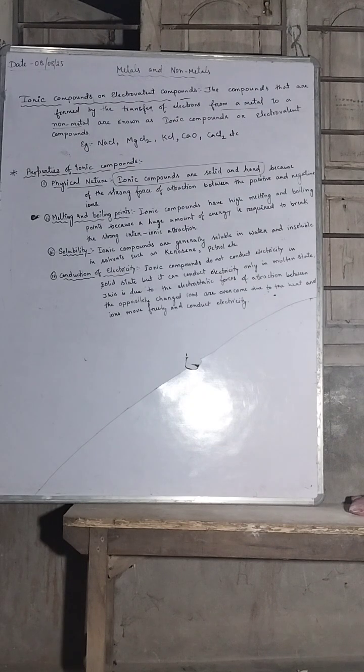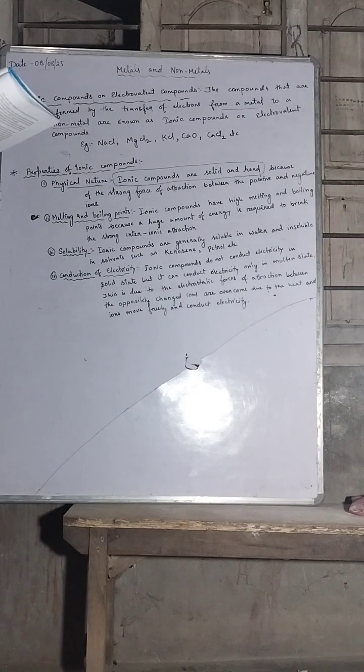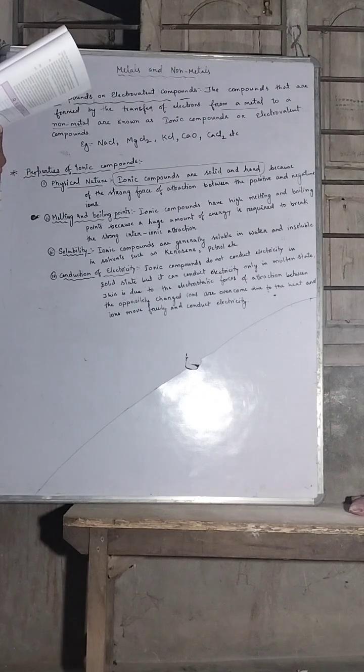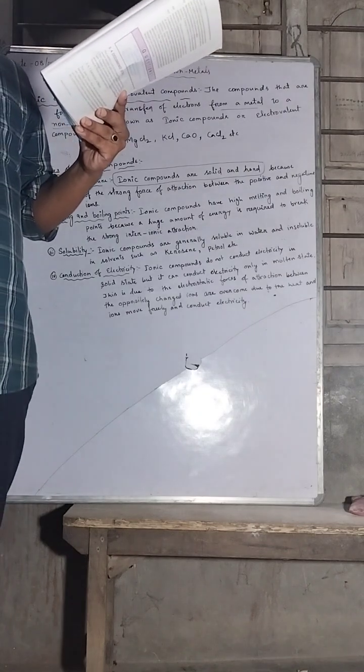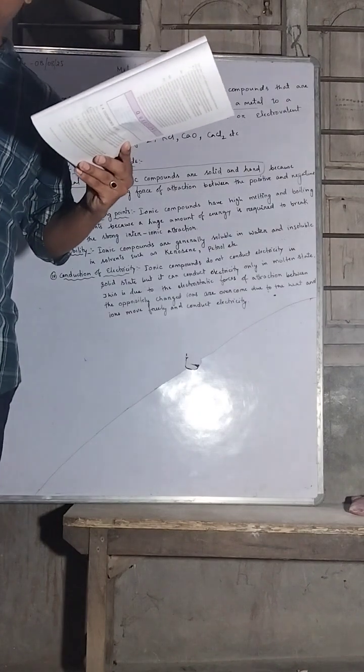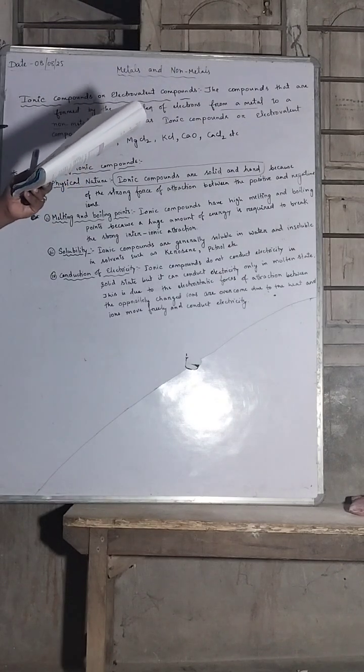On page number 48, table 3.4, you can see the melting and boiling points of some ionic compounds. For NaCl, the melting point is 1074 Kelvin. It is given in the assignment. The boiling point is 1686 Kelvin, which is approximately 1412 degrees Celsius. Okay? Approximately 1400.